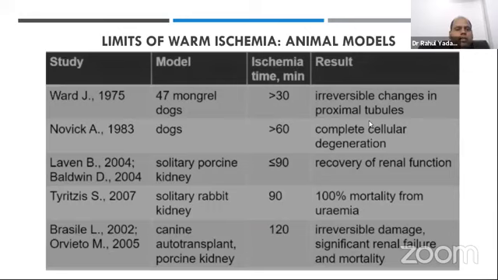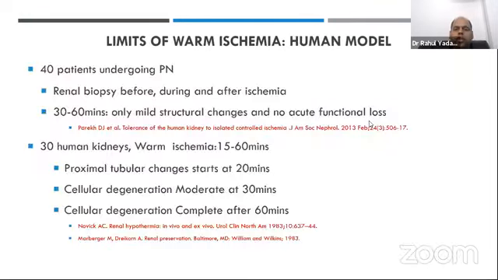In animal models, what has been studied is 30 minutes to 120 minutes, a time frame when irreversible changes happen in the kidney. Coming to the human model, there is a very interesting paper by Parekh DJ in which they studied 40 patients undergoing partial nephrectomy. They did renal biopsy before, during, and after ischemia. What they found out is very, very important. At 30 to 60 minutes, only mild structural changes and no acute functional loss.